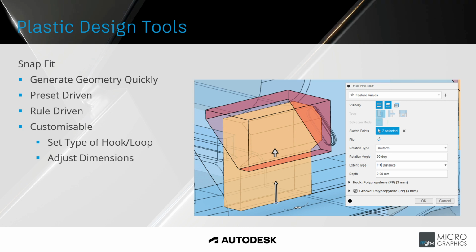Along with the ability to quickly generate bosses within a design, you would also have the ability to quickly generate snap fits between components in a design. This can be done without having to manually draw out all of the sketches and extrusions to generate it. Once again, snap fit allows you to generate the geometry quickly, as it is also preset and rule driven, and of course it's customizable. You can change the type and orientation of the hook and loop that is used. You can see this in the dialog box at the top where we've got options with regards to the 3 different types. And we can also adjust the dimension for both sides of the connection as well.